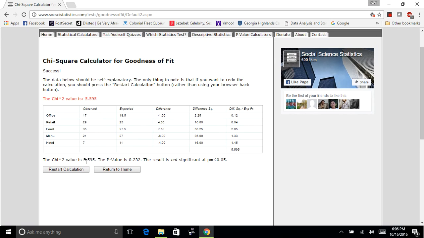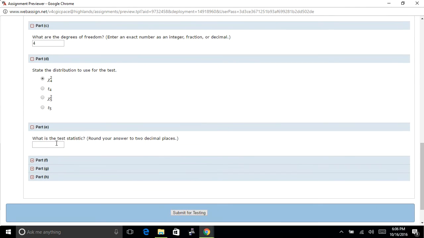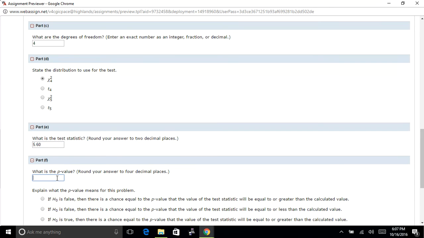So what we're going to do right now is, look here. Here's my chi-squared value. It's 5.595. And my p-value is 0.232. So I'm going to go back to my data, and I'm going to go, what's my test statistic? So my test statistic, that's my chi-squared. So it's going to be 5.60 because it was 5.595 and I had to round up. My p-value is 0.232. I'll put a 0 on it because it only gave me 3 spaces.